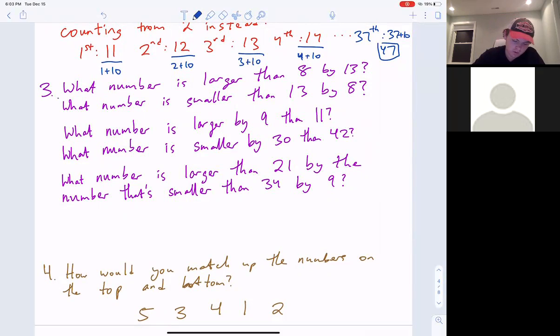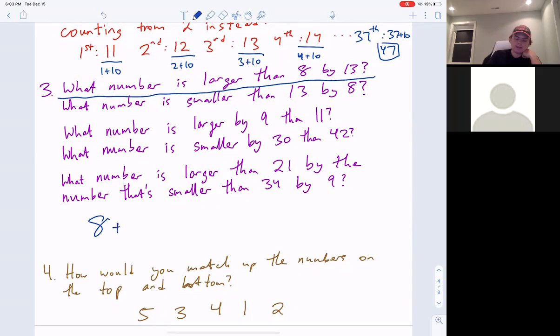So let's look at this first question. What number is larger than 8 by 13? Well, that means that if I start from 8, then to get to that number, I would need to go up by 13. Okay, so if I start from 8 and I go up by 13, what that actually means is I take 8 and I add 13. Right? 8 plus 13, you can pause and try and figure it out, is 21.